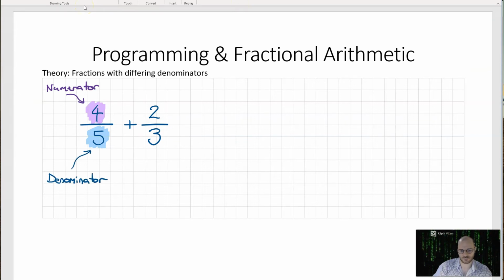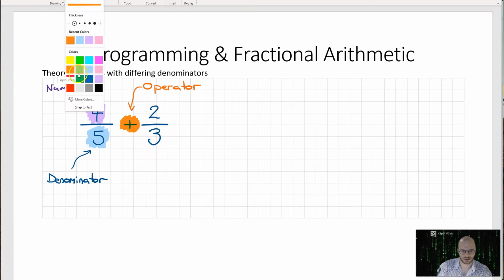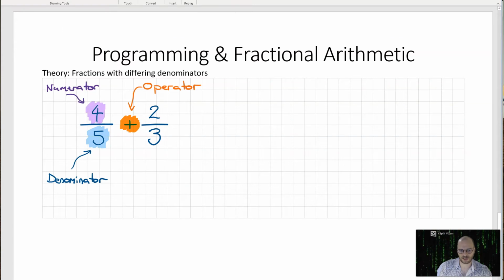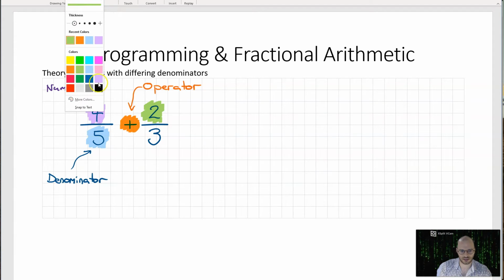Now, in this particular example, we've got a fraction on the left, then we've got a fraction on the right. In between that, we've got the operation. In this case, we've got a plus sign. So what this means is that we're going to be performing the operation, that is addition. So we'll call this the operator. Now in the second fraction, we also have a numerator and a denominator. What I'll do is I'll shade those a different color so it will help us with the process when we're adding these two fractions together.